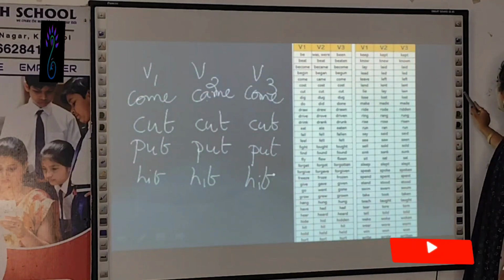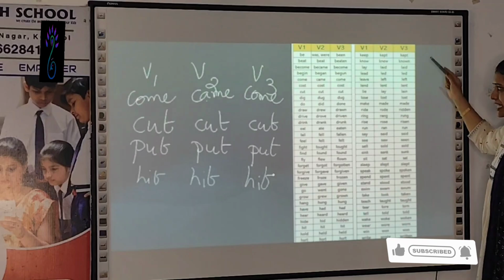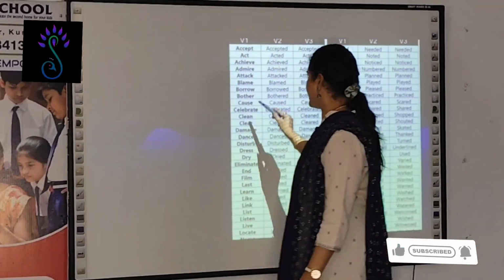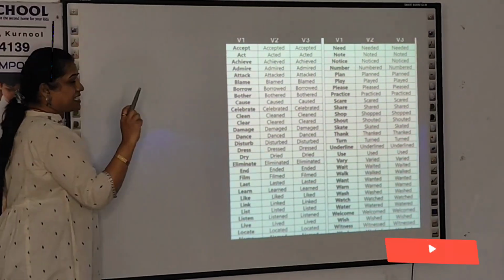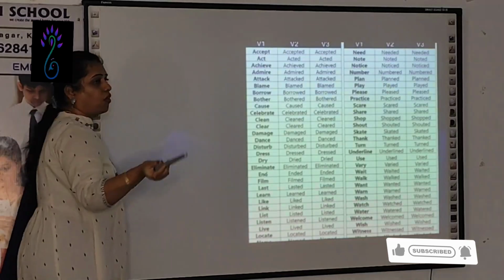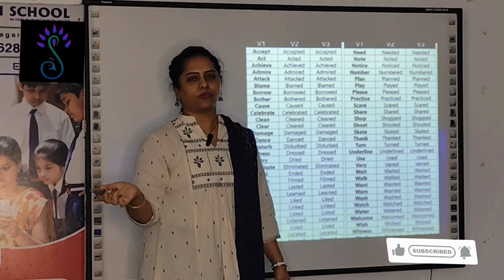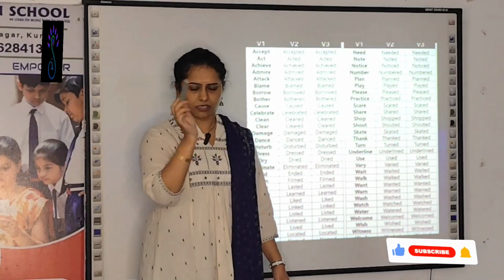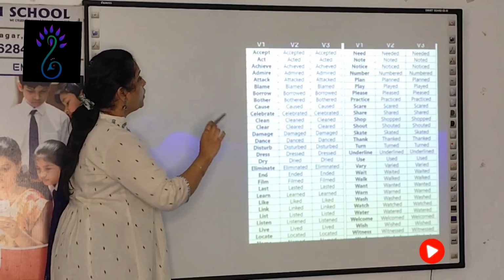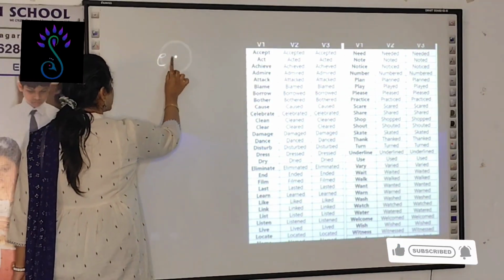Next, we'll move to the regular forms. These are irregular forms, and these are the regular forms. Look at this: a verb which ends with a consonant. Apart from the vowels A, E, I, O, U, the others are called consonants. That you know. When a verb ends with a consonant, then you should add just ed.